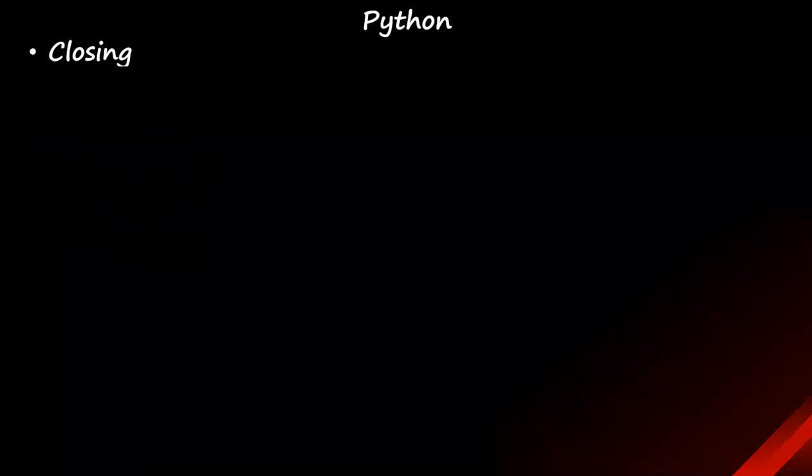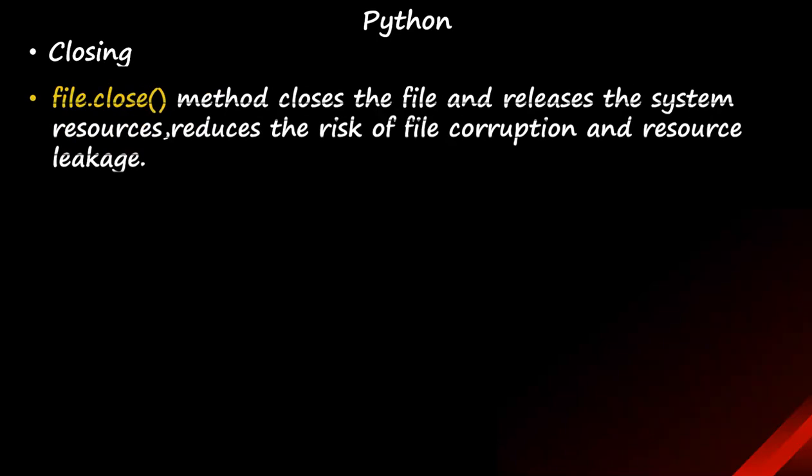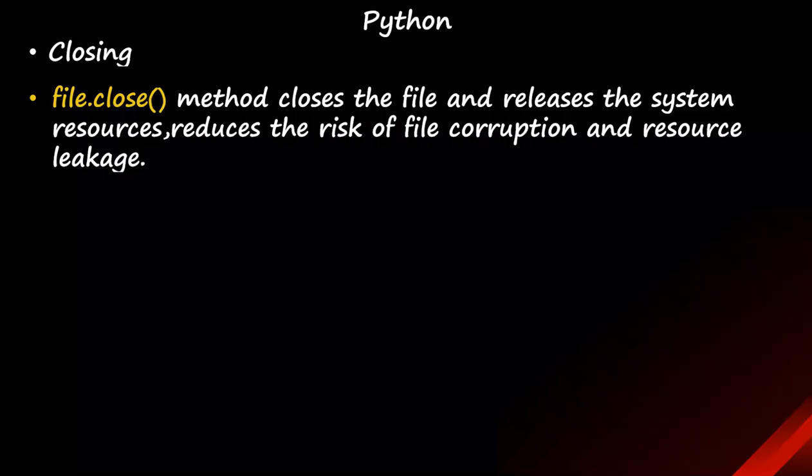Now, closing a file. You are doing all the operations, you are fetching a memory location, you are creating pointers to that location. So you need to deallocate that location and release the resources, and that is closing a file. Closing requires the file.close method, which releases all the system resources, like when the system is using a file, opening, reading, writing, adding content.